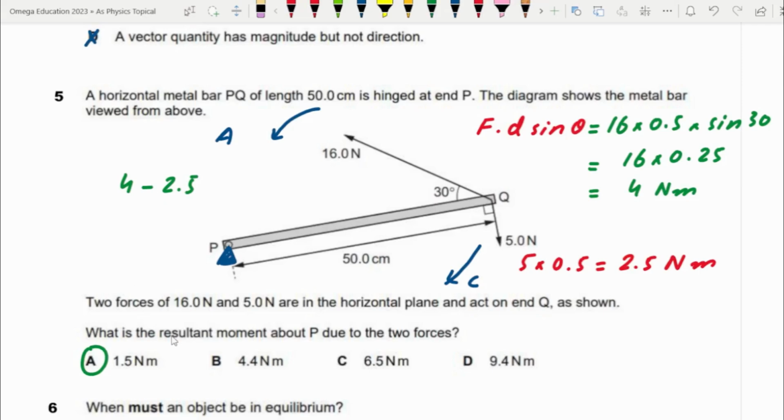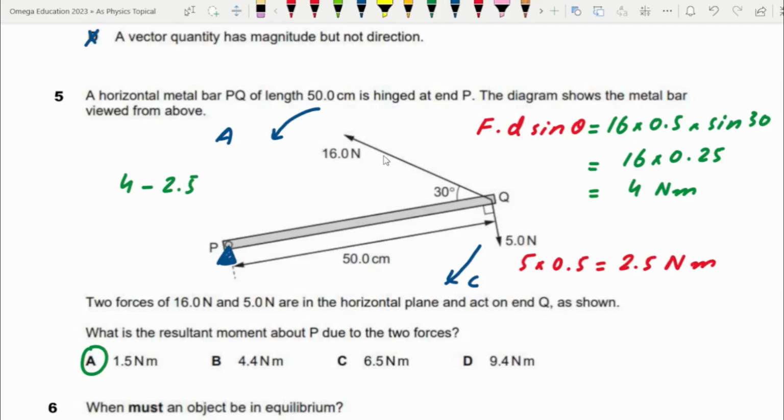So in this one, we need to find the resultant moment about P due to the two forces. What are the two forces? One of them is this one, 16 Newton. The other one is 5 Newton. The 16 Newton would produce anti-clockwise moment, and the 5 Newton one would produce clockwise moment. Since the moments are opposite, we need to subtract their moments. So first we can find the moment produced by this force of 5 Newton. How do we do it? 5 times the perpendicular distance of that force from the pivot. So 5 multiplied by 0.5 in meters, because all the options are in Newton meters. So you get 2.5 for the clockwise moment.